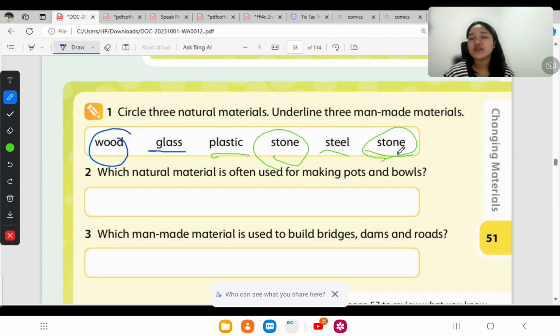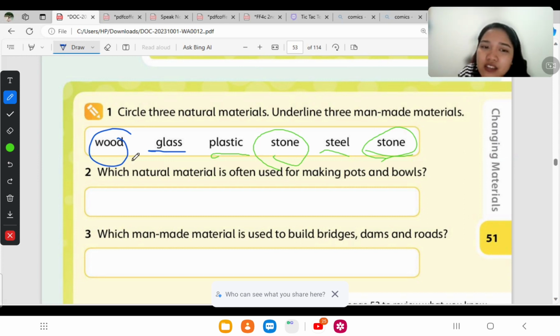So in part two now, Isabel. Which natural material is often used for making pots and bowls? It starts with letter C. Commonly, we often use it for making pots and bowls.